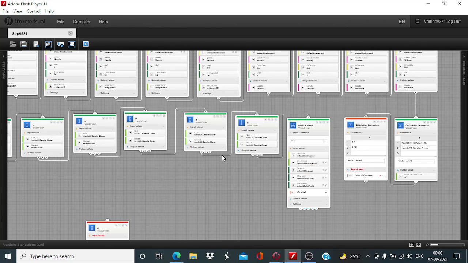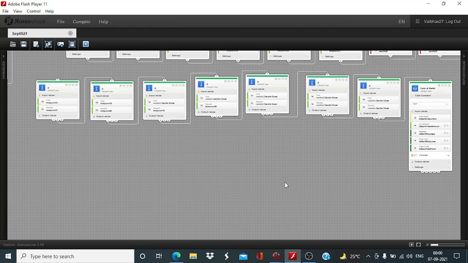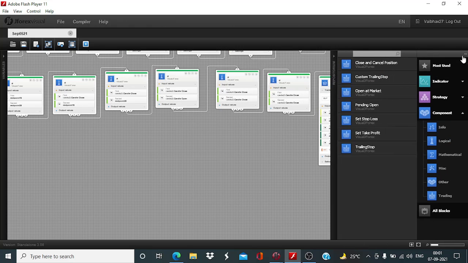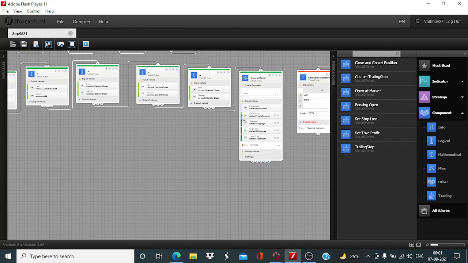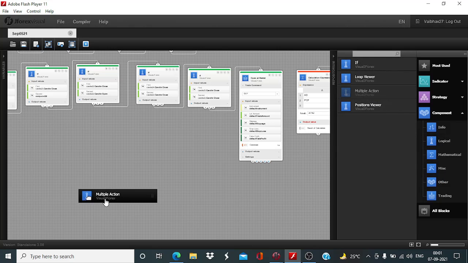So let me arrange these blocks first, and after that we will define the input variables for the trade command block. We need multiple action.